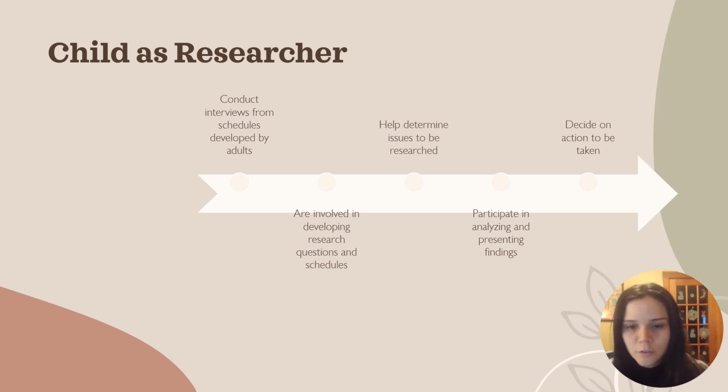So the authors put it like this: the child as a researcher participation may look like they might conduct interviews from schedules developed by adults. They might be involved in developing the research questions and schedules. They help determine issues to be researched. They participate in analyzing and presenting findings, and then decide on action to be taken.